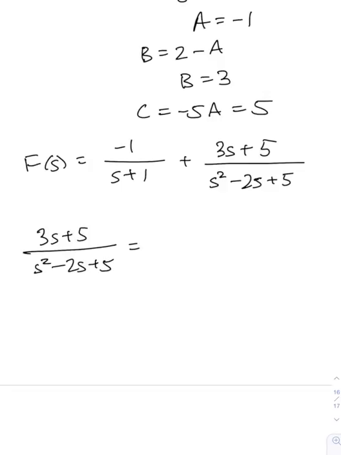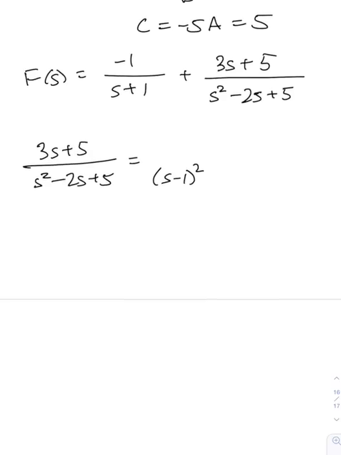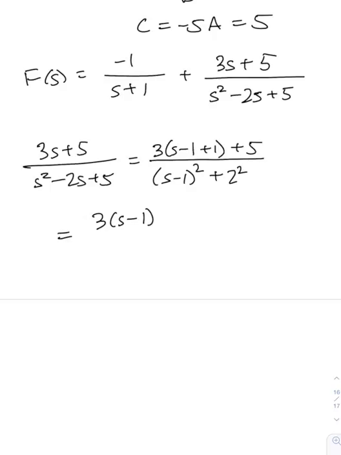Let's complete the square on the bottom first. So I get s minus 1 squared. It's s squared minus 2s plus 1. I need to add another 2, so plus 2 squared, plus 4. Writing 4 as 2 squared. And I know I need to work s minus 1 into the top. So let's take that s and write it as s minus 1 plus 1. And then I've got a plus 5. Okay. So on the top, I get 3 times s minus 1 plus 3 plus 5, so plus 8. And on the bottom, I've got this thing.